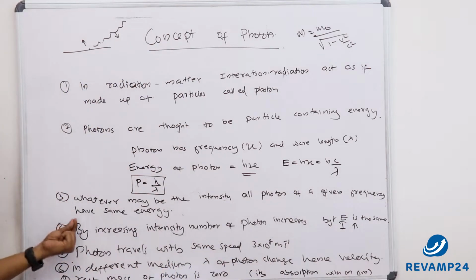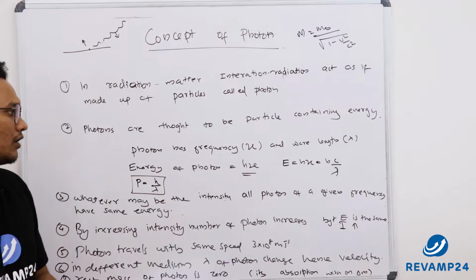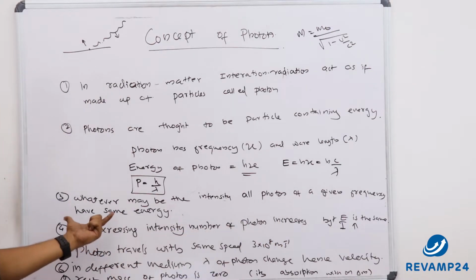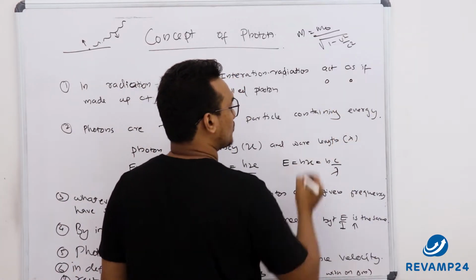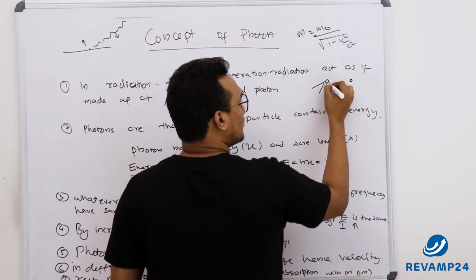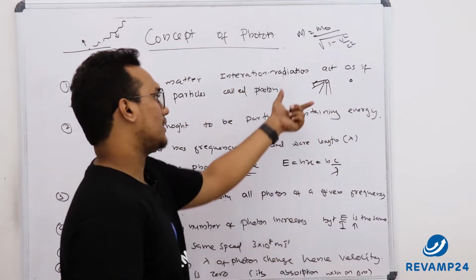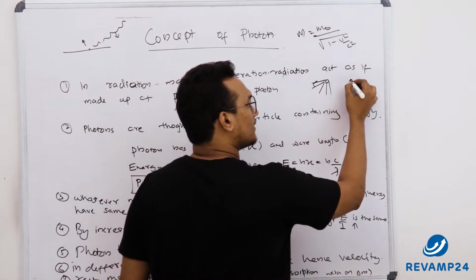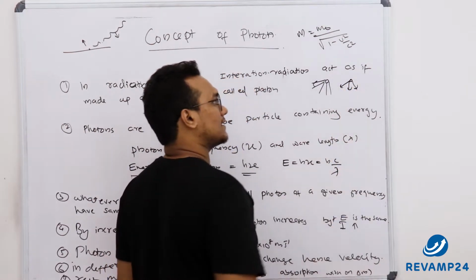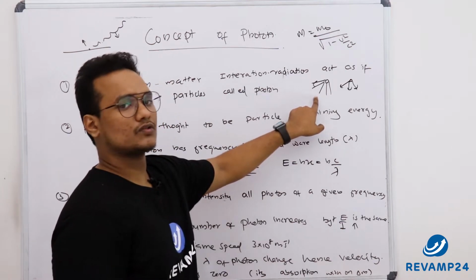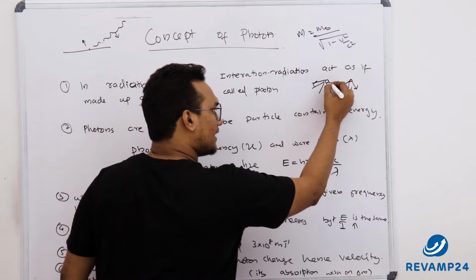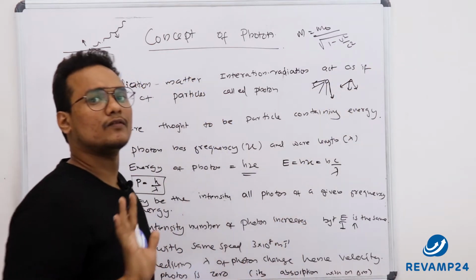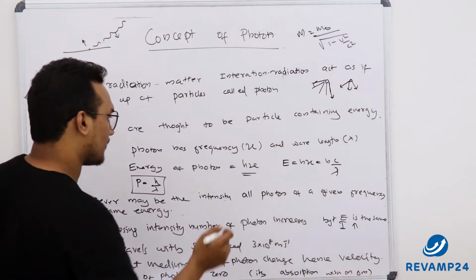Next point, whatever may be the intensity, photons of a given frequency have the same energy. Now this is very important. See, now I have two different power sources. Higher intensity means it is giving out more number of radiations, so here in this case 5 radiations. Lower intensity means the number of radiations is less, 3. So this one has higher intensity compared to this. But each and every radiation of this will have the same frequency, because energy is a function of frequency.